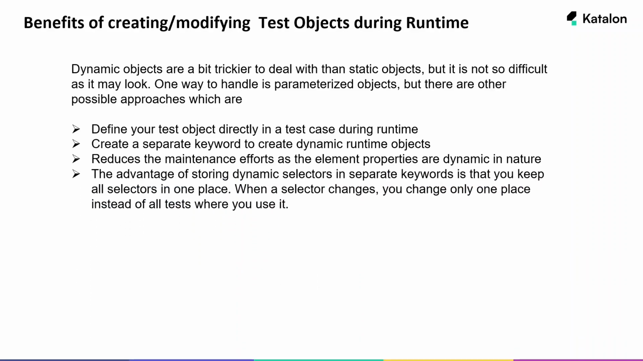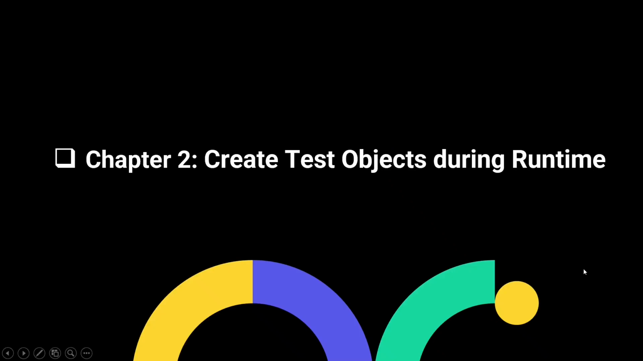So the main advantage of storing dynamic selectors in separate keywords is that you keep all selectors in one place. So when a selector changes, you change only one place instead of all tests where you use them. This is our chapter 2, create test objects during runtime by using Katalon Studio.